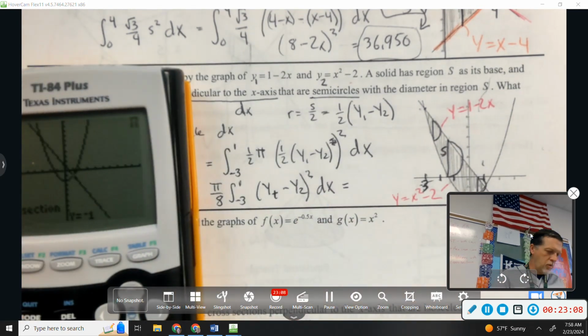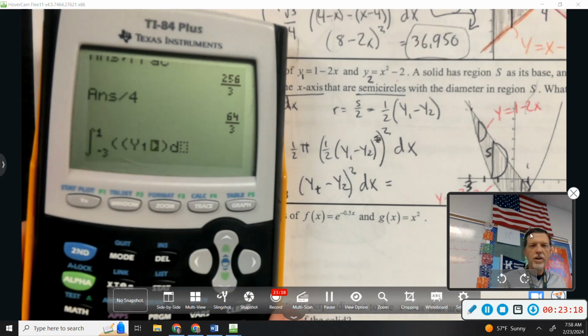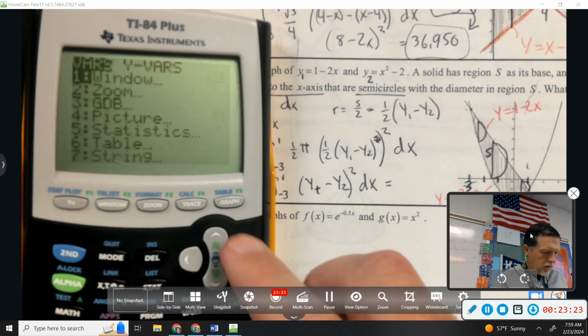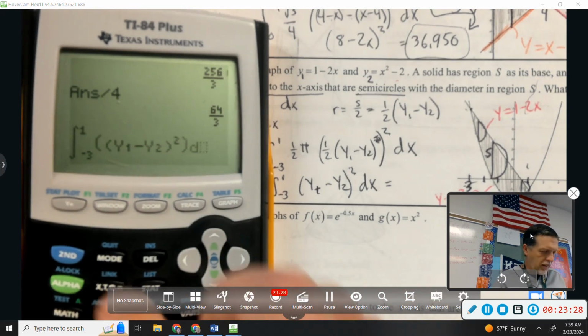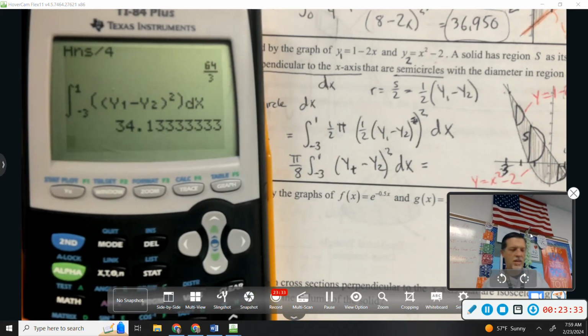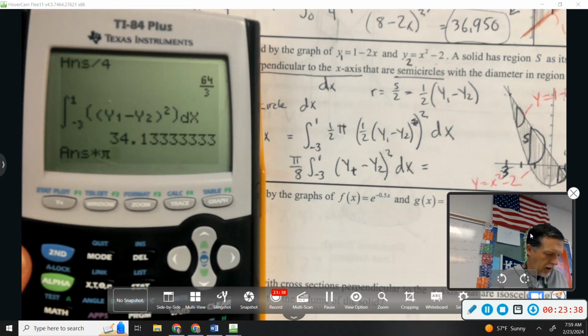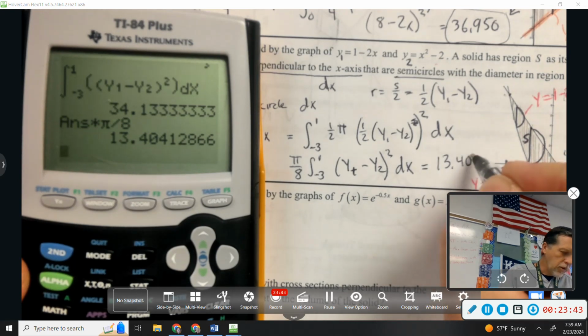All right, so back to Math 9. -3 to 1. y1 minus y2 squared dx. Be careful, I intentionally left off the pi over 8 because a lot of times people do that and they forget to multiply by pi over 8. 13.404.